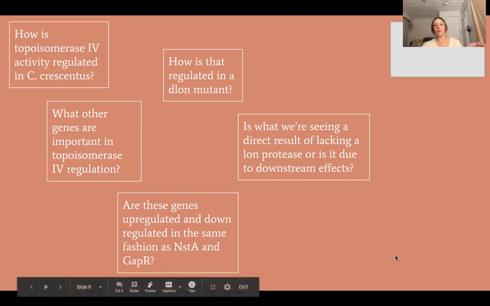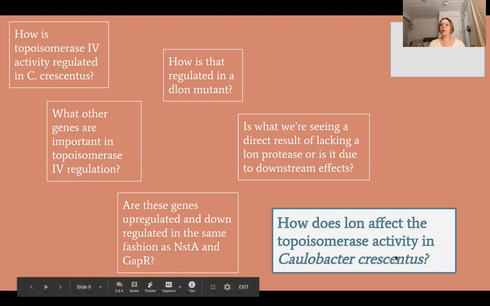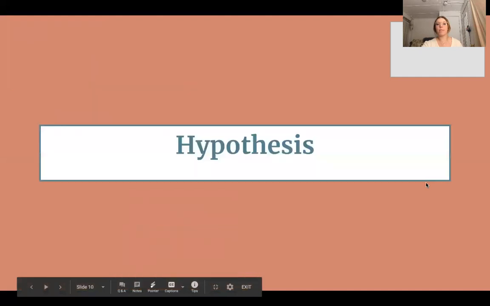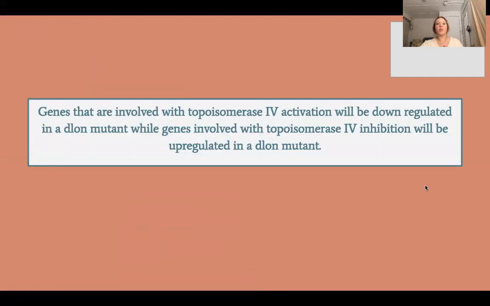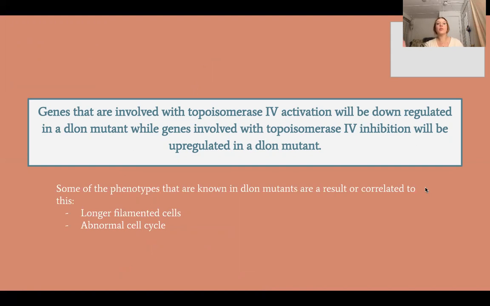And all of this to ask our one big question: how does LON affect topoisomerase 4 activity in Caulobacter crescentus? So my hypothesis is that genes involved with topoisomerase 4 activity will be downregulated in a delta LON mutant, while genes involved with topoisomerase 4 inhibition will be upregulated in a delta LON mutant. And some of the phenotypes that we know are in delta LON mutants, I believe, can be correlated to this, like the longer filamented cells and the abnormal cell cycle.